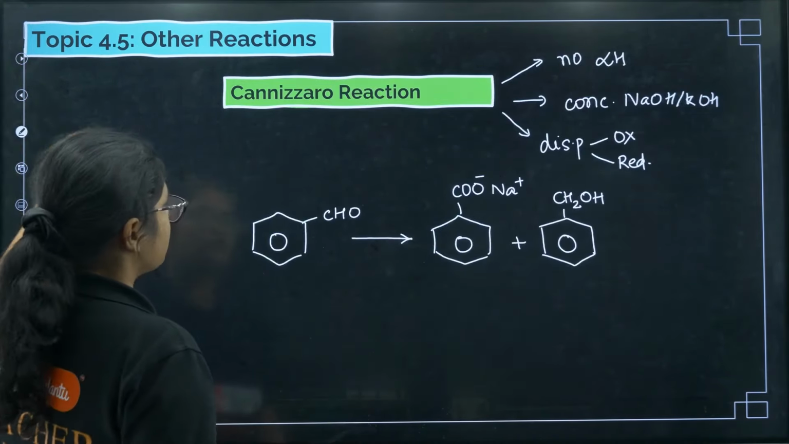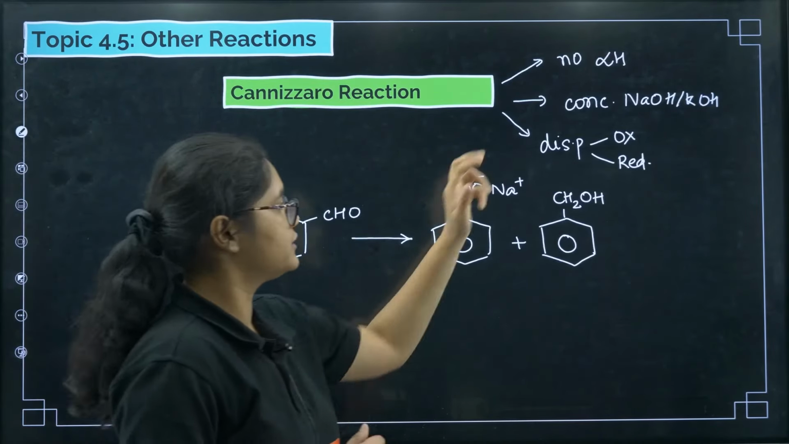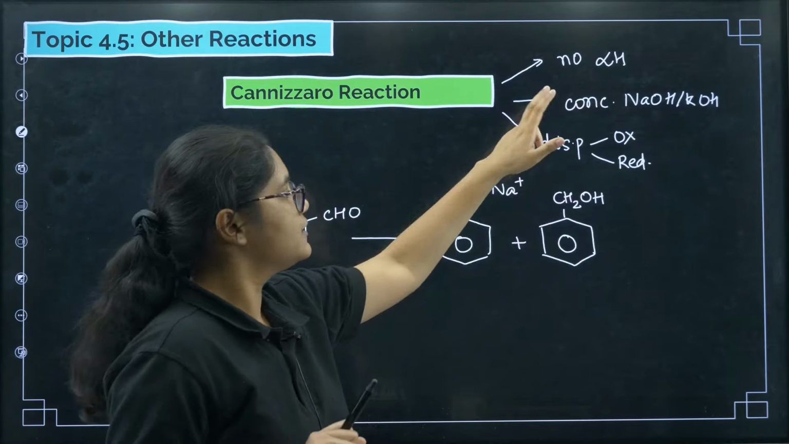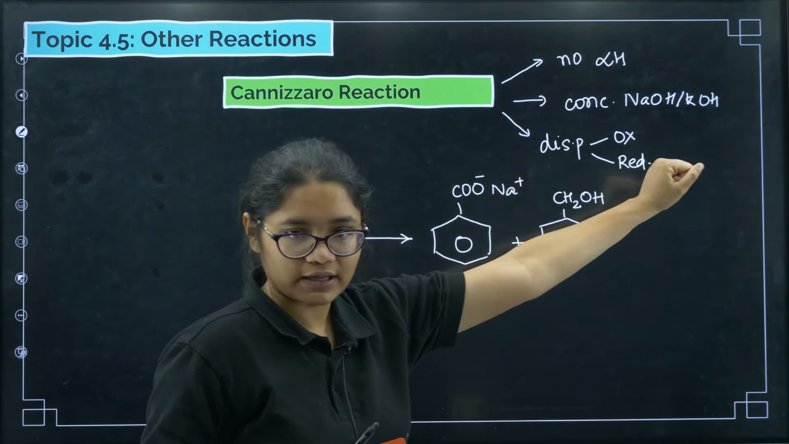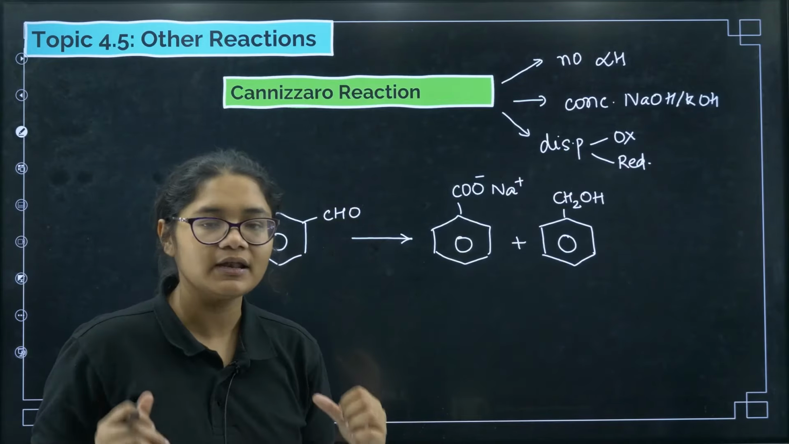Now we'll go to the Cannizzaro reaction. In the Cannizzaro reaction, first of all, there should not be any alpha hydrogen. You should take concentrated NaOH or KOH, and it is a disproportionation reaction. We get one oxidized product and one reduced product.